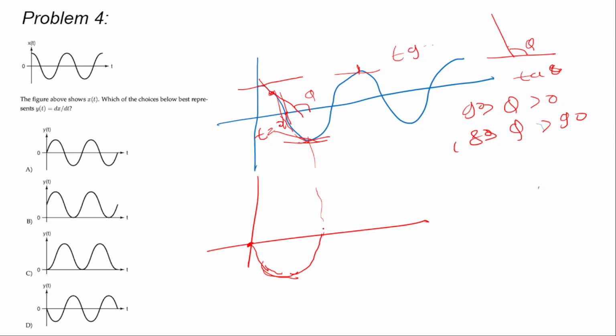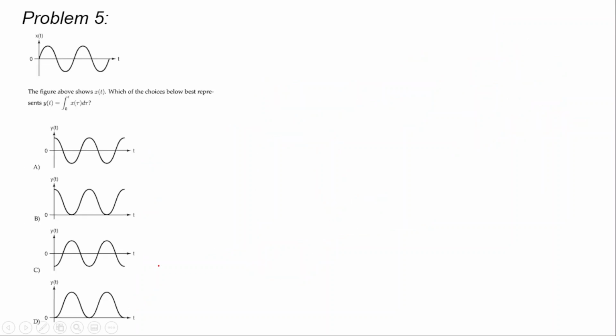So now this will be like this. So after this the slope will become maximum at this point, and then become 0. So it will be like this. So now which curve satisfies this? So this does not satisfy, this does not satisfy, this does not satisfy, this D is the correct answer.